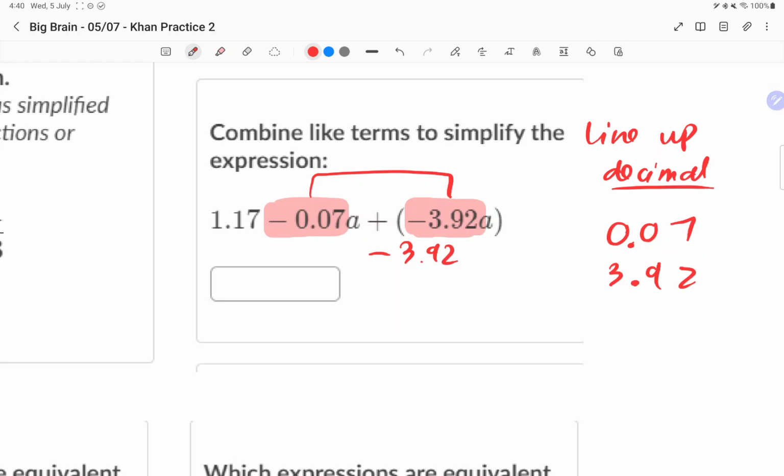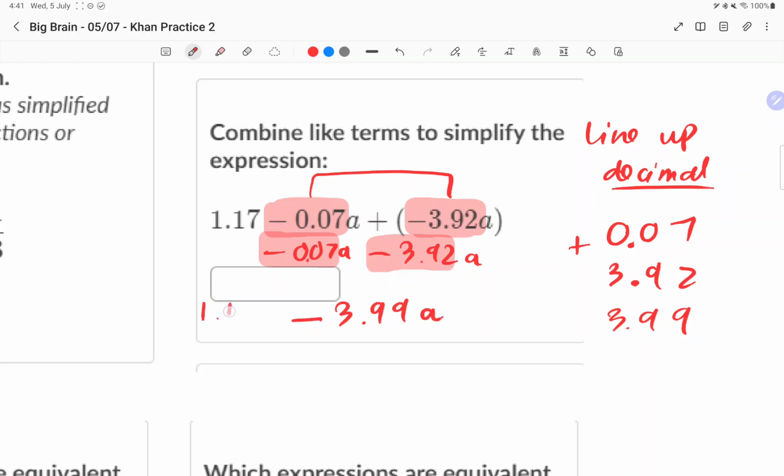Hannah, subtraction or addition and why? Addition. Why? Two negatives. That's right, two negatives. Okay, so yes, Alvina, you're correct. It should be a negative, but note that this is negative 0.07 and then minus 3.92. So two negatives will make it a more negative number. So you actually add them together. So that'll be 3.99 and then the answer will be a negative 3.99a.